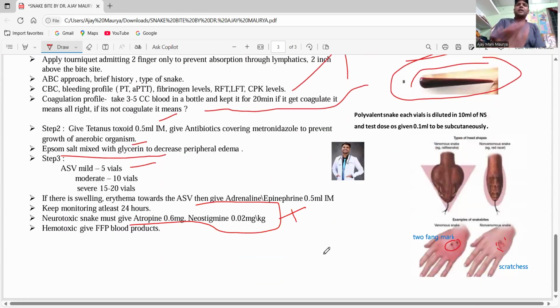And guys, always remember, all snakes are not poisonous. And remember, all snake bites are not lethal. First of all, you have to tell the patient, you have to do the reassurance. Tell the patient, please calm down. Remember, all snakes are not poisonous, and all snake bites are not lethal. You have to reassure the patient and educate the patient. This is how you are going to manage the snake bite.